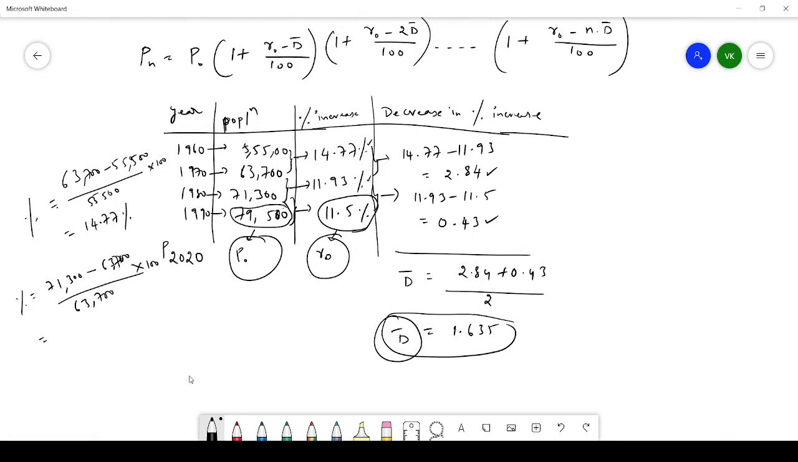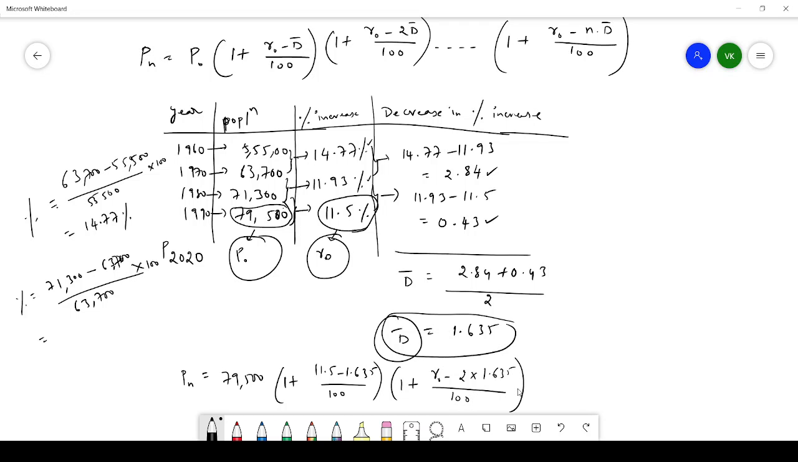Let me show it here so that you will understand. Pn is equal to P naught. What is the P naught value? 79,500 into (1 plus, what is the R naught value? 11.5 minus D bar, 1.635, divided by 100) into, this is the first term, and then (1 plus (R naught minus 2 into D bar, where D bar is 1.635) divided by 100). This is the second term.